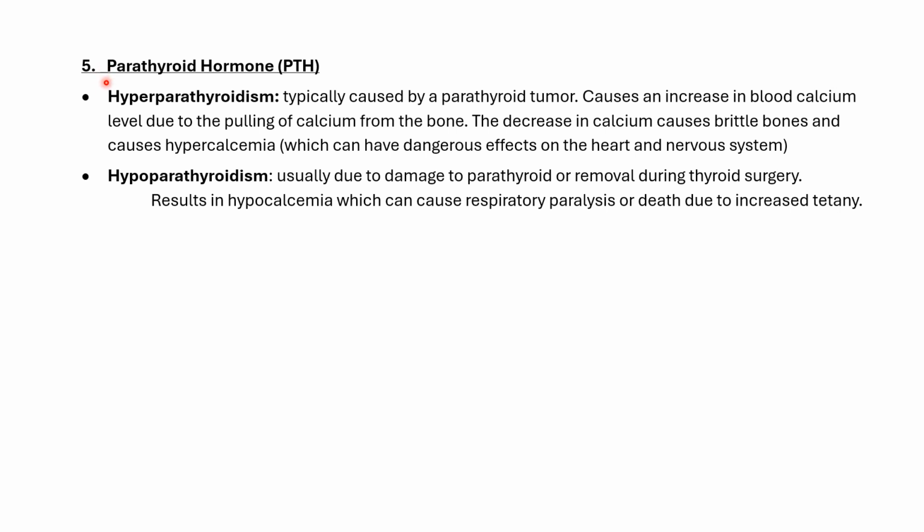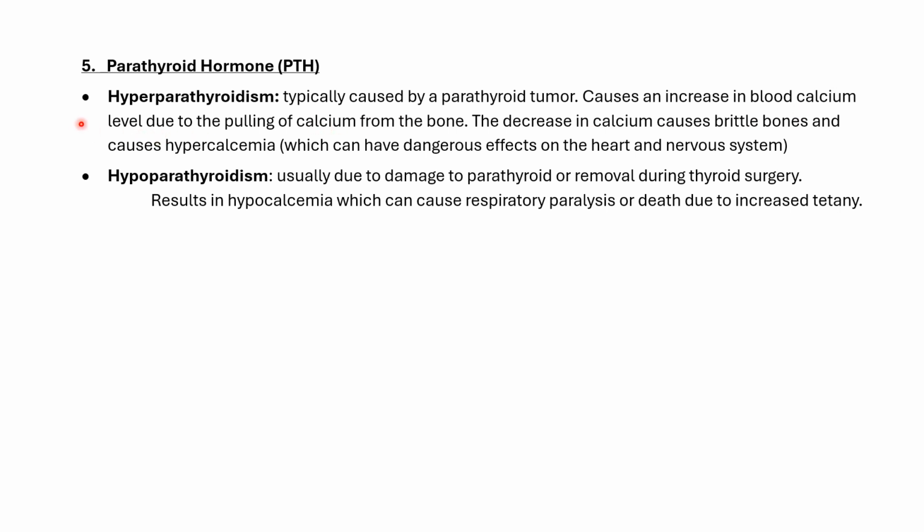Now, another hormone is parathyroid hormone. Parathyroid hormone is associated with calcium homeostasis. So what happens if there is a tumor in the parathyroid gland? It leads to hyperparathyroidism. This causes increased calcium in the blood. And where is that calcium coming from?